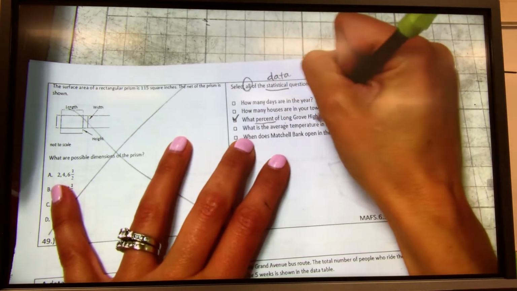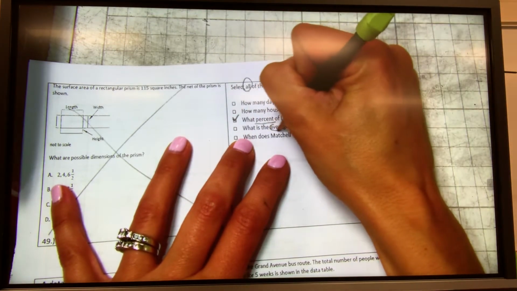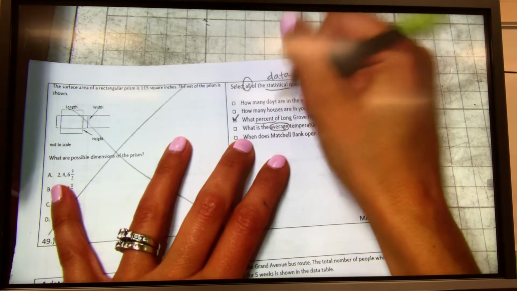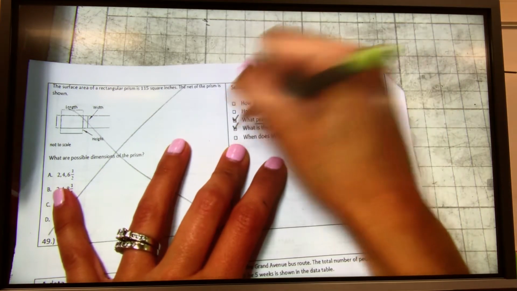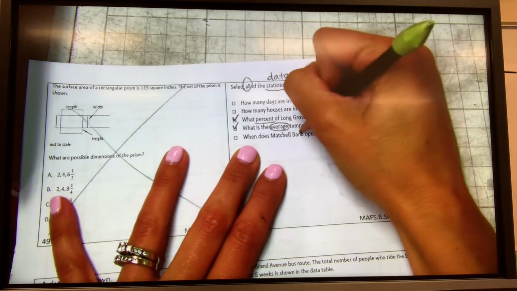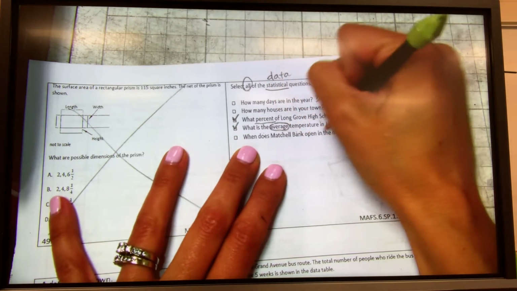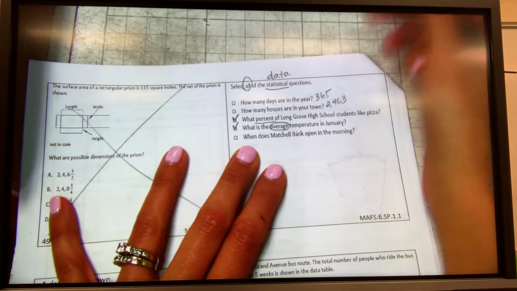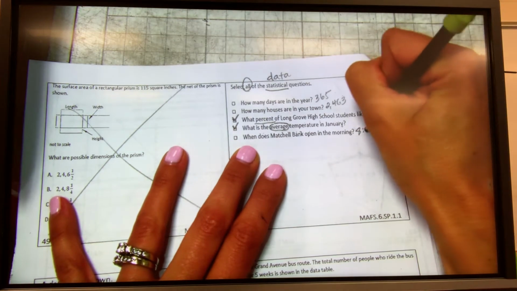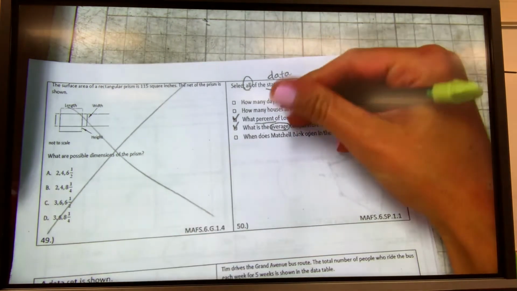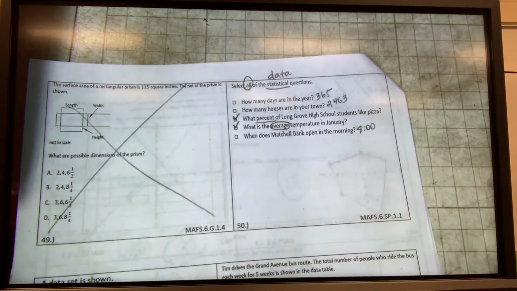What is the average temperature in January? To be able to find an average, I got to have all of the data to figure out that average. And what time does the bank open in the morning? Well, who cares? Maybe it's 8 o'clock, but that's one time. So that's only 2 there. All or nothing on this.